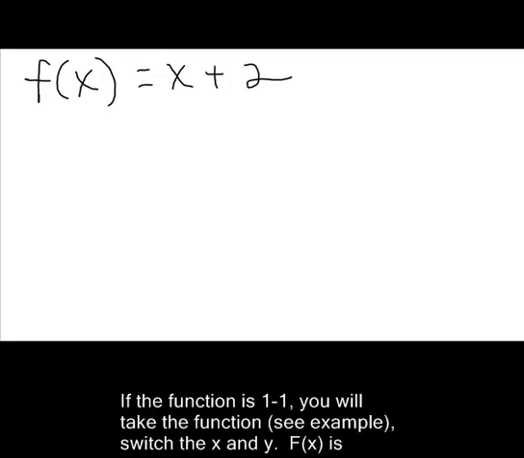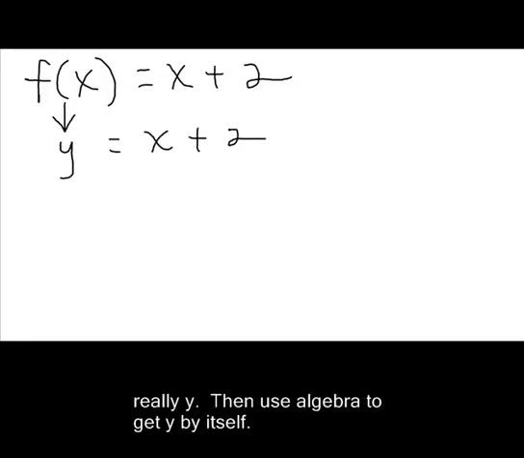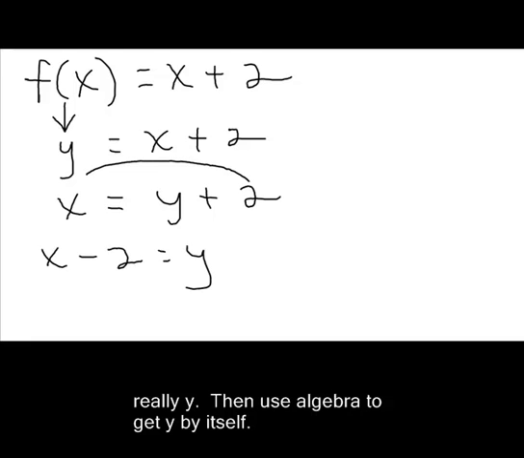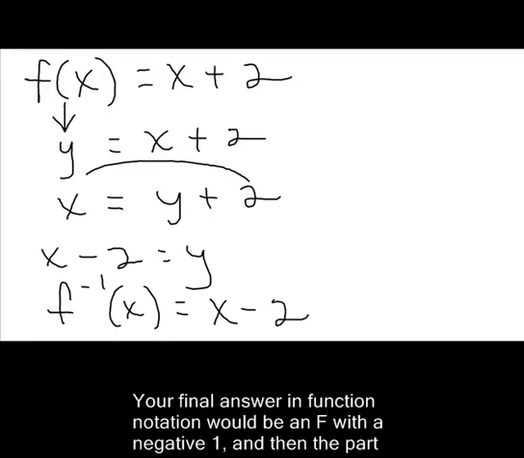After you've determined whether or not the function is one-to-one, you will then switch the x and y's, and remember that f of x is really y. F of x, g of x, h of x, anything like that. Then you will switch the x's and y's, and then you will use your algebra skills to get y by itself. So your final answer in function notation is an f with a little -1 on it, and then whatever you got when you got y by itself. And that would be your answer to one that's like that.